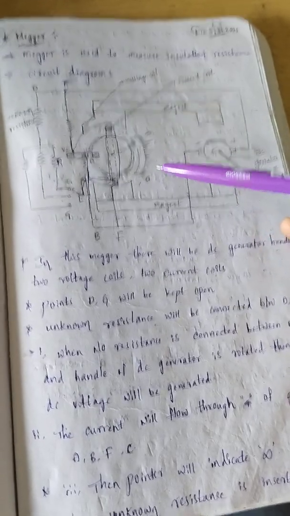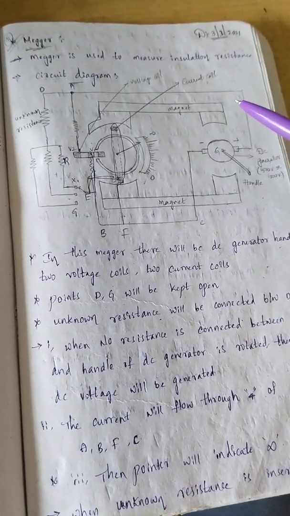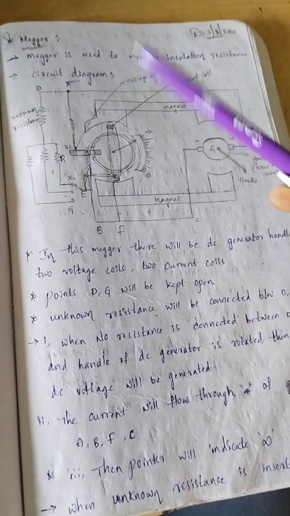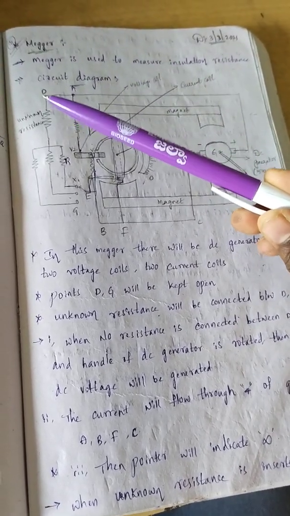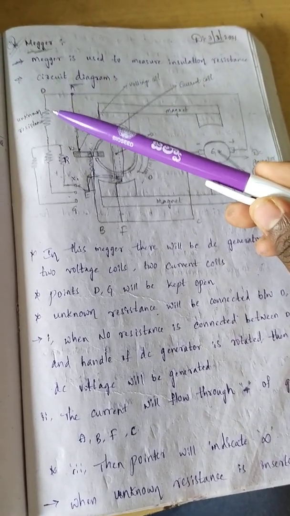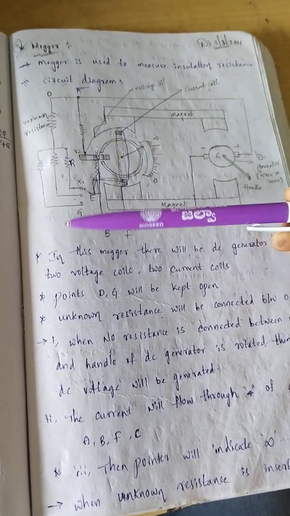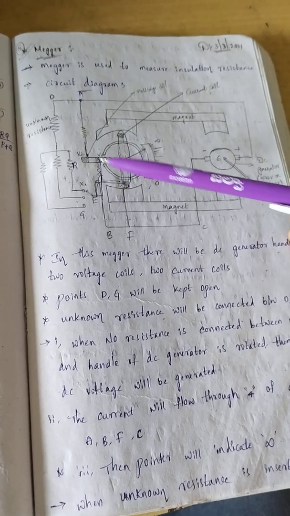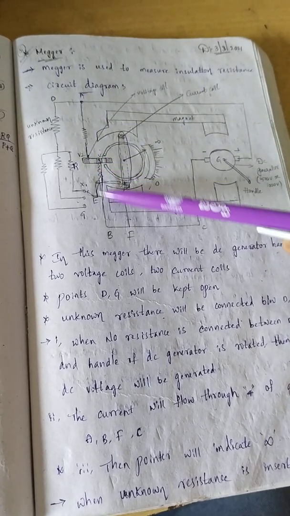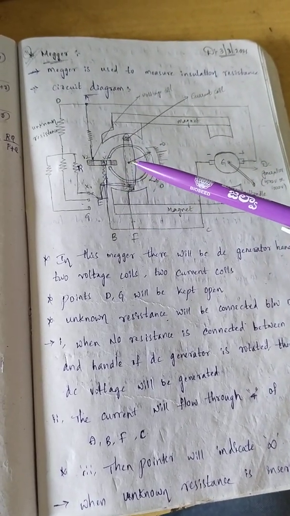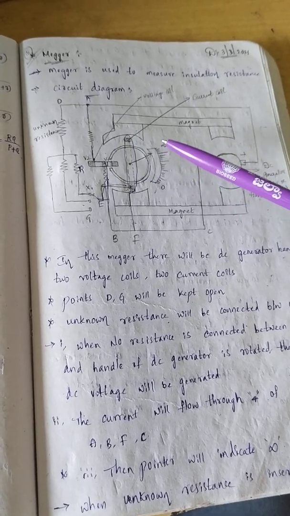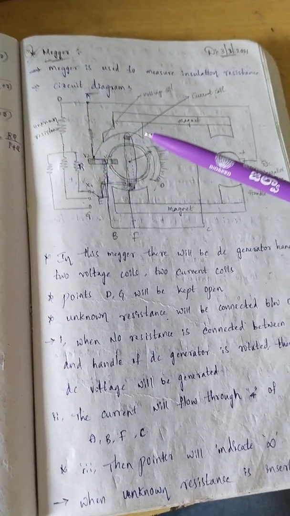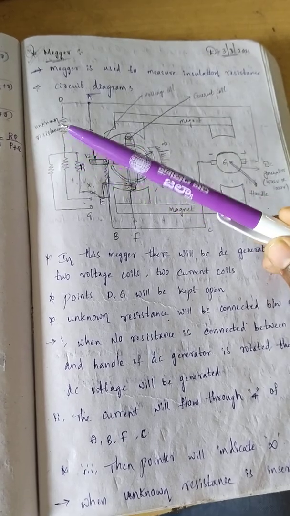Okay, so therefore here 3 situations we can explain. Okay, first case is, in first case the resistance is open circuited. Okay, we do not connect any resistance here. So in that situation, current will flow only through this voltage coil and here torque will not be produced and the pointer will indicate infinity. That means here resistance connected is infinity resistance. That is nothing but open circuited.